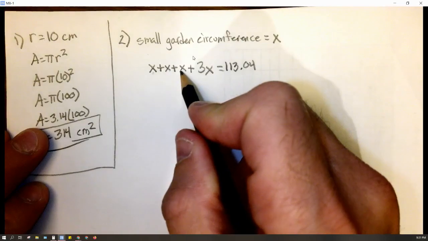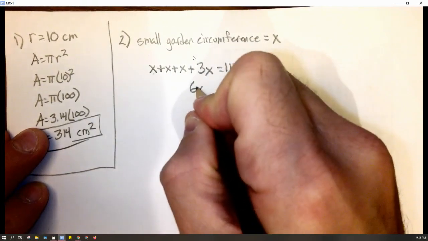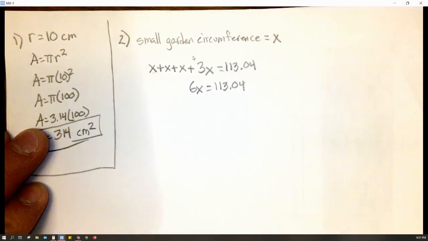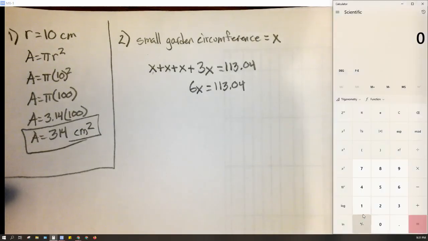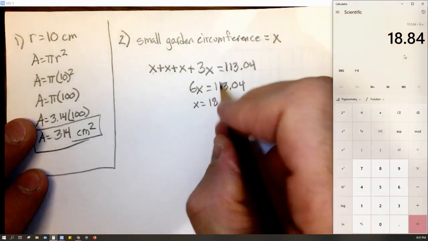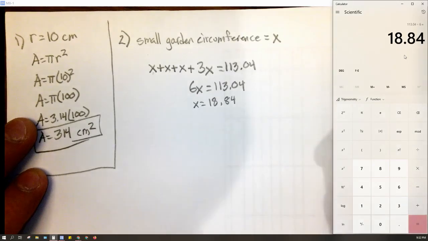1x plus 1x plus 1x is 3x. 3x plus 3x is 6x. So 6x equals 113.04. If we divide both sides by 6, we're going to get the circumference of a small garden. 113.04 divided by 6 equals 18.84. So x equals 18.84. That is the circumference of a small garden.